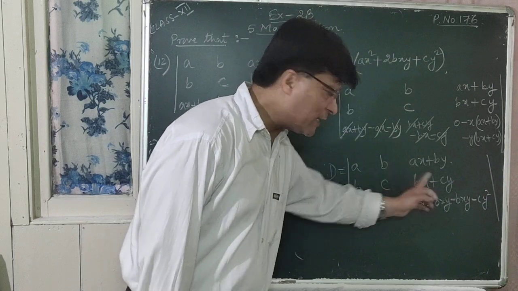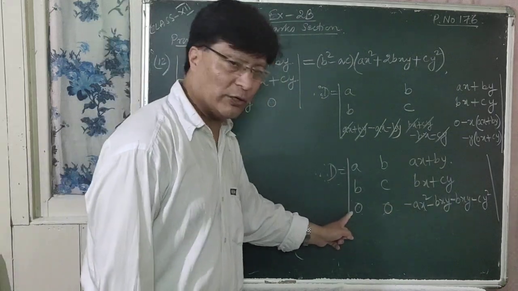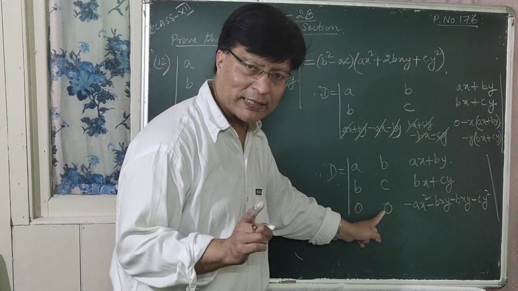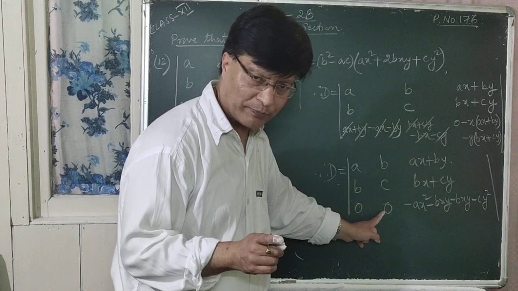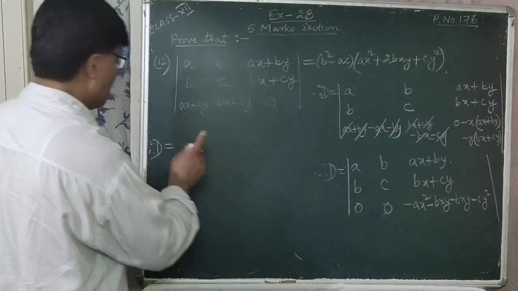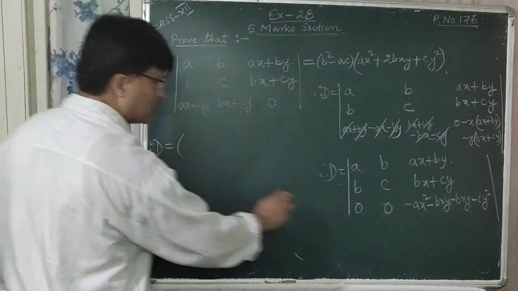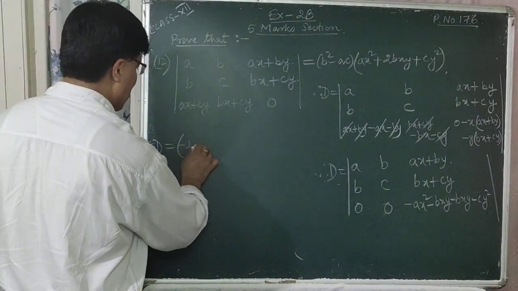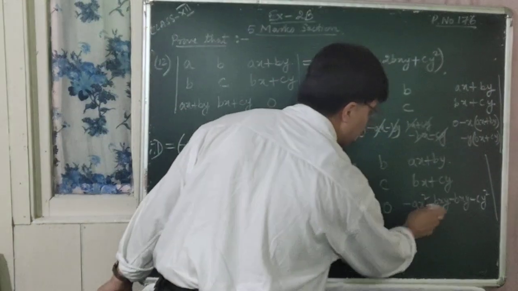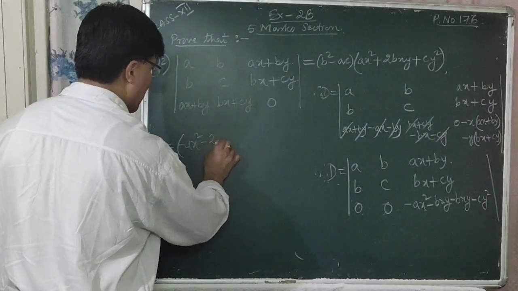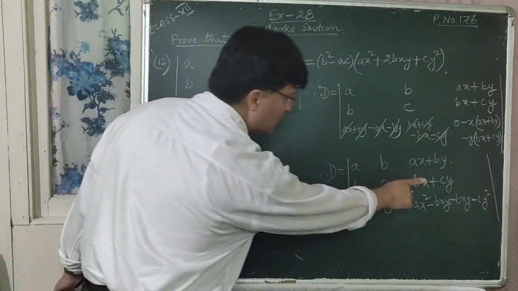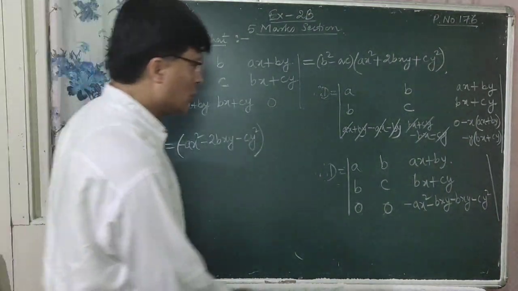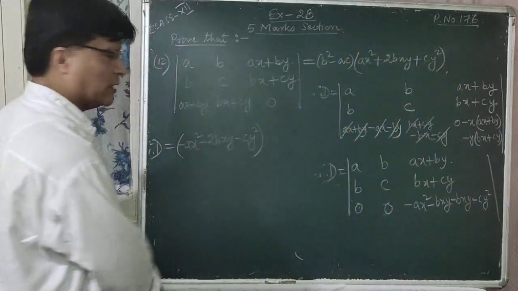Now we are expanding with respect to the third row. Plus 0, don't write it because 0 into any number is always 0. Minus 0 also you don't have to write it because 0 into any number is always 0. But you should write plus. Plus this element, that is the third element of the third row, that is minus AX square. You can add these two, same sign, same expression, you can add them. Minus 2BXY, then minus CY square. Is that clear?